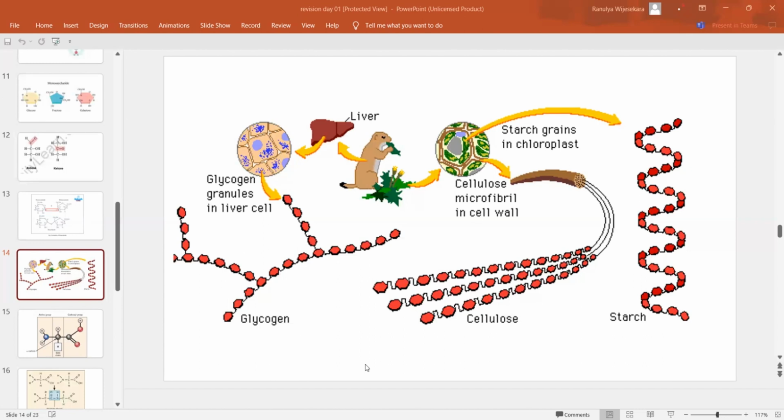Monosaccharides, next point, act as energy source. Right? Next point, glyceraldehyde is an intermediate in respiration.